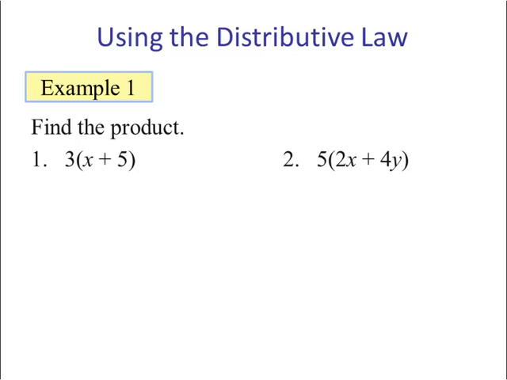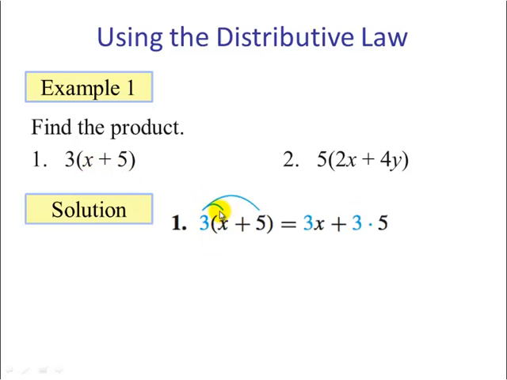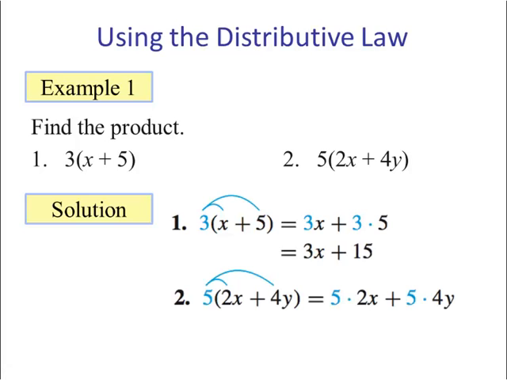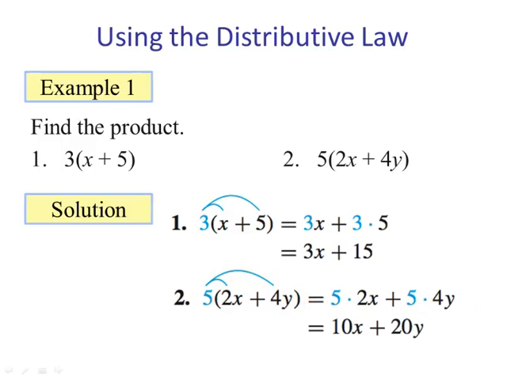Example 1. Find the product. Number 1, we have 3 times the quantity x plus 5. So we have to distribute the 3 over the x and over the 5. So this is 3 times x, 3x, plus 3 times 5, which is 3x plus 15. Number 2, distribute the 5. 5 times 2x is 10x plus 5 times 4y, which is 20y.